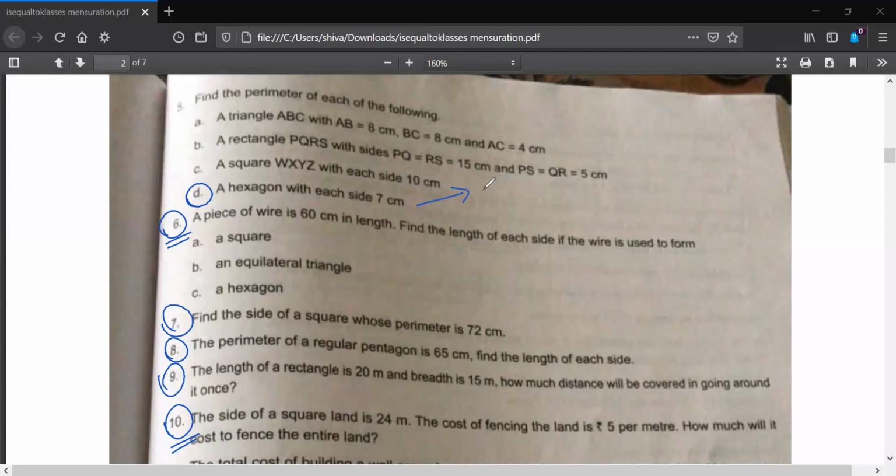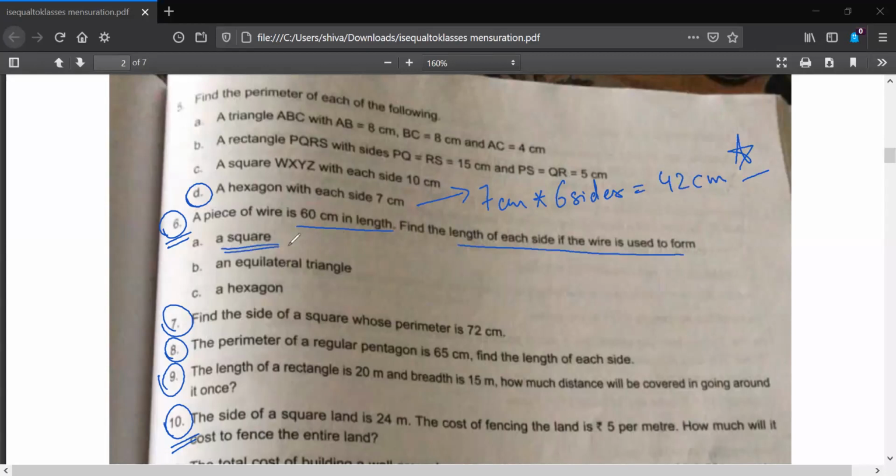42 centimeters. Yes, sir. 7 centimeter, and because it has 6 sides, so the perimeter would be 42 centimeter. Very nice. A piece of wire is 60 centimeter in length. Find the length of each side if the wire is used to form a square.